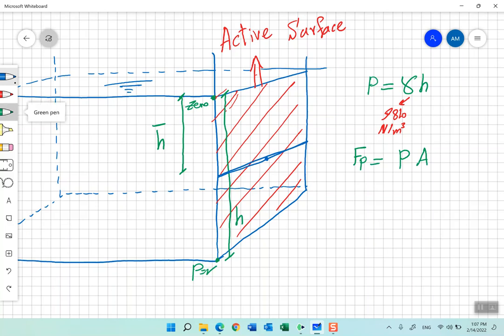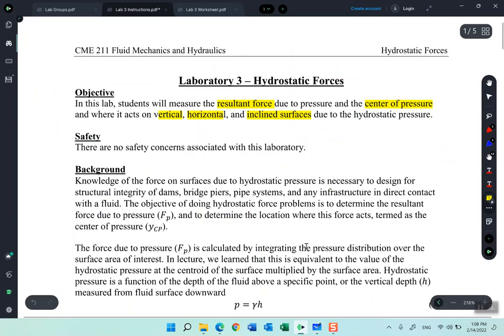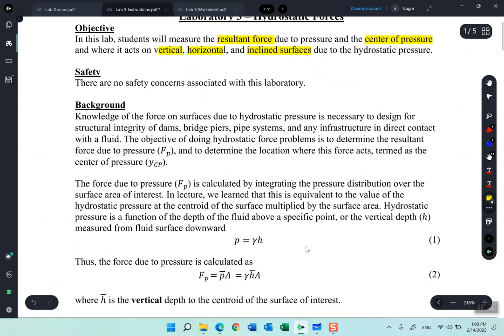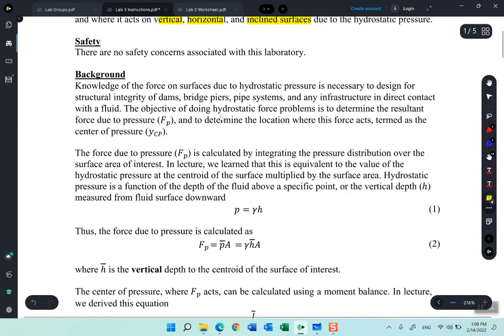So now, just to differentiate from the normal equation that I can use to calculate the pressure, we usually put this bar here to refer to the pressure at the centroid. Easy? Any questions? Okay, so this is a quick introduction, and it will be very useful, more than just reading the background.